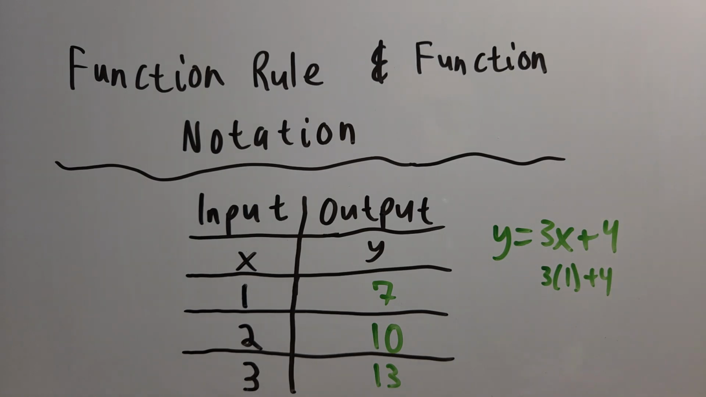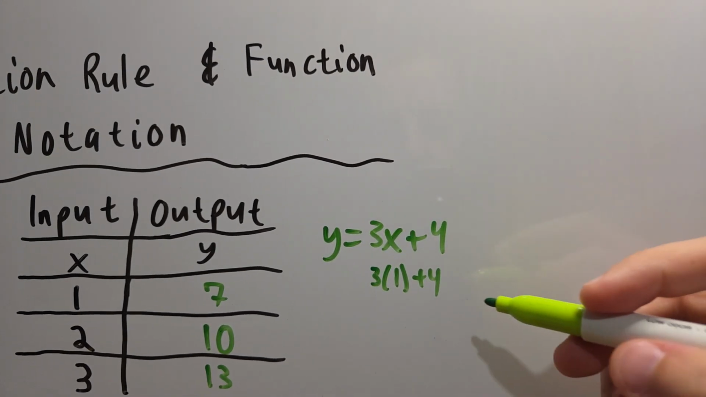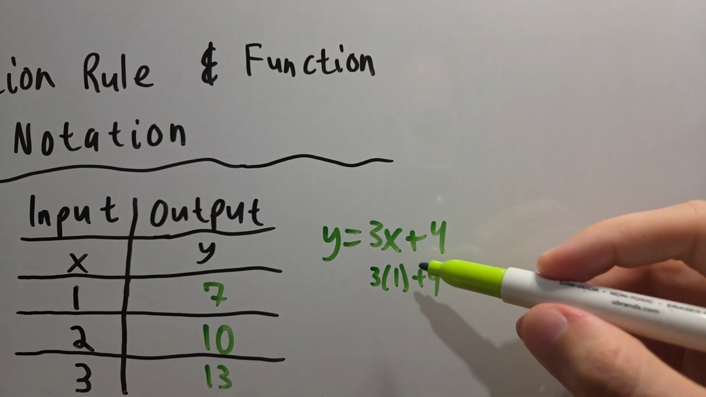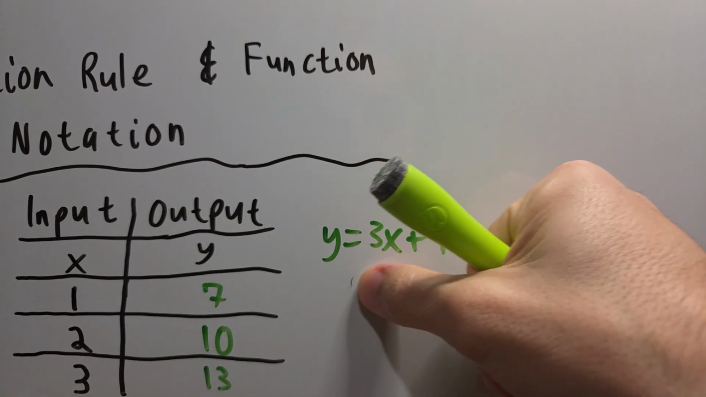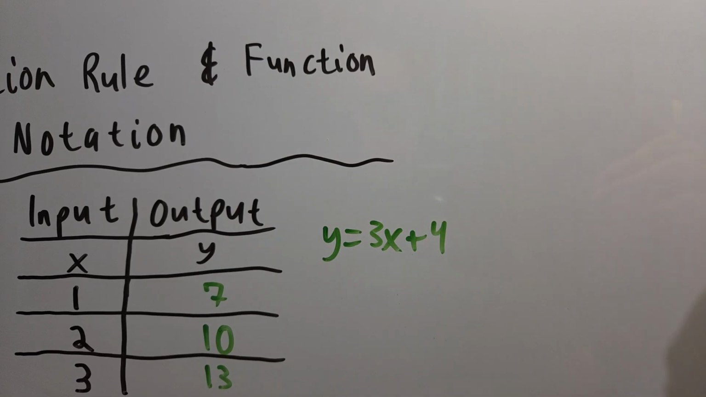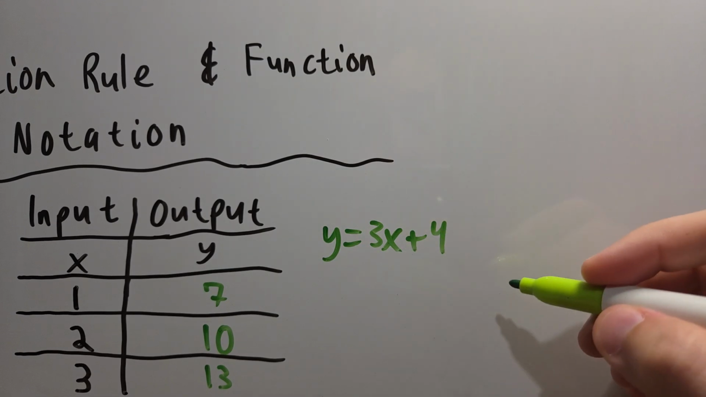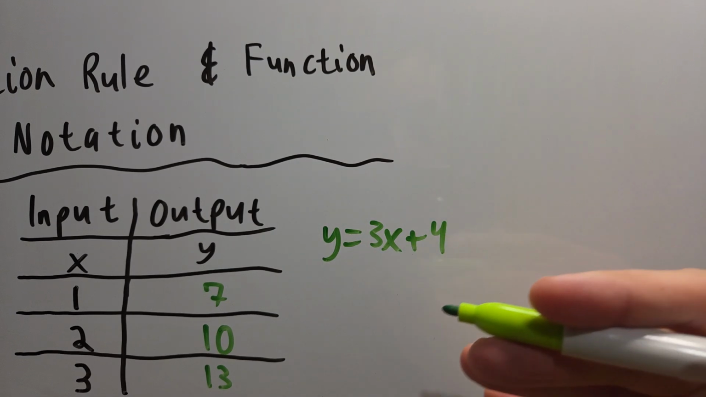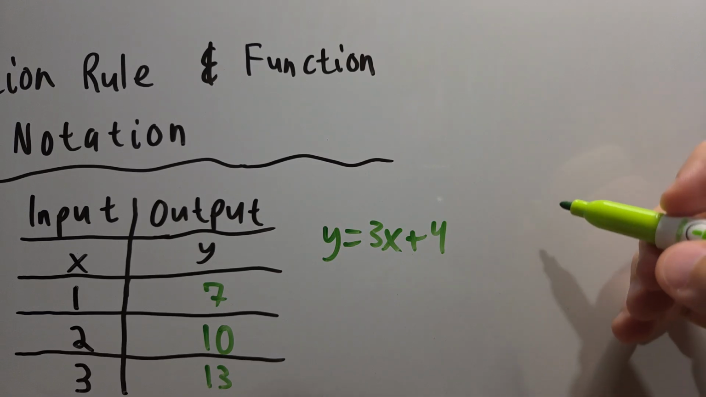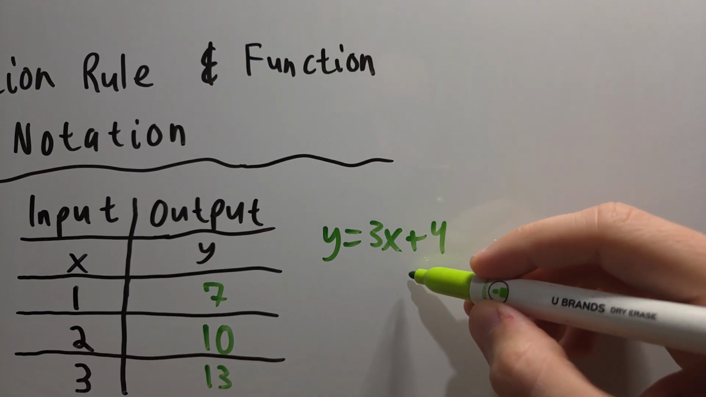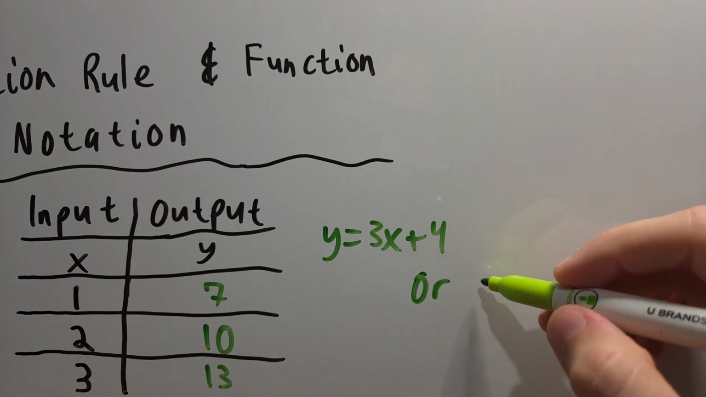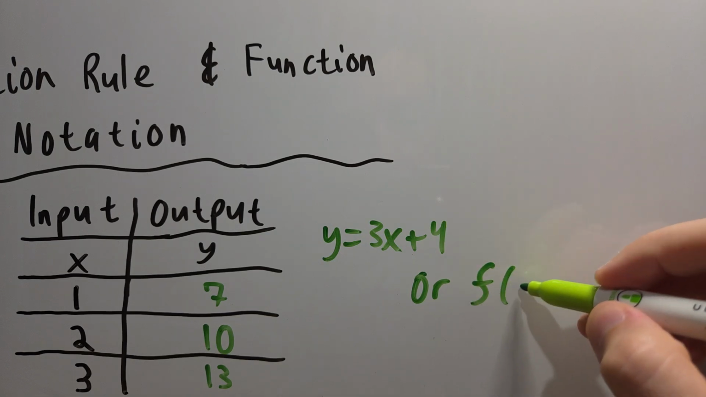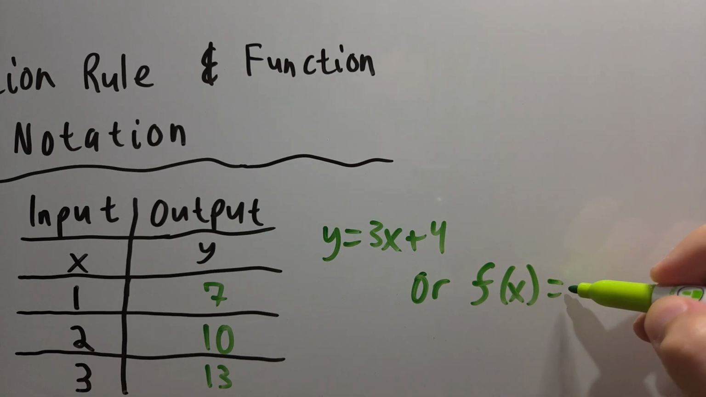So there is another way to write the function y equals 3x plus 4. And this is probably the more common way you'll see functions written, and it's going to be seen throughout mathematics very, very often. And that is the following way. You can write your functions this way, or using the formal notation, f of x equals 3x plus 4.